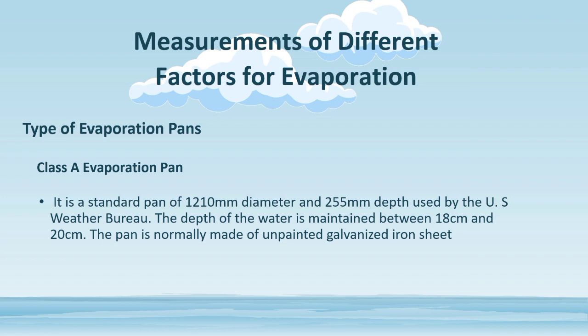So, the pan represents an open body of water. It is filled with water and exposed on a flat plateau. Evaporation rate is calculated by the change in level of the free water.